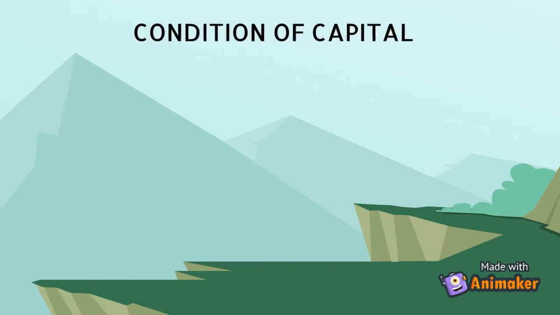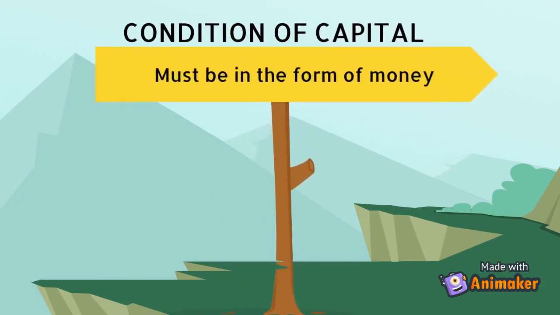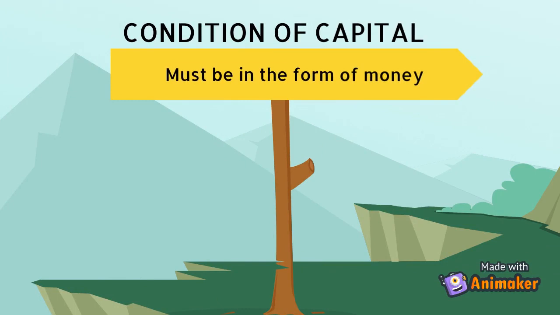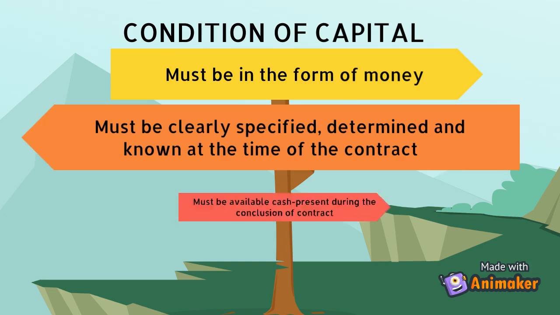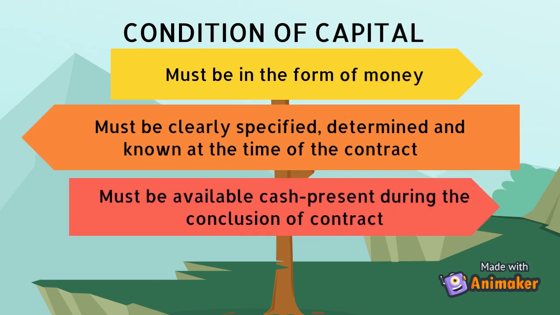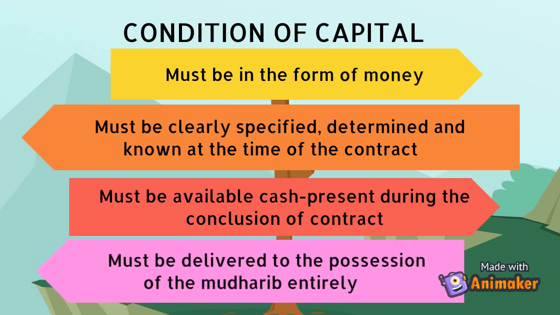Next, under the condition of capital, the capital must be in the form of money, means it is not commodity, since the commodity fluctuates in price, which can cause uncertainty. And then, the capital must be clearly specified, determined, and also known at the time of the contract. And then, the capital must be available cash present during the conclusion of the contract. And lastly, the capital must be delivered to the possession of the Mudharib entirely.